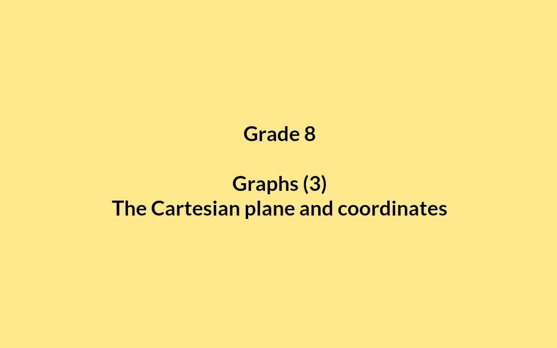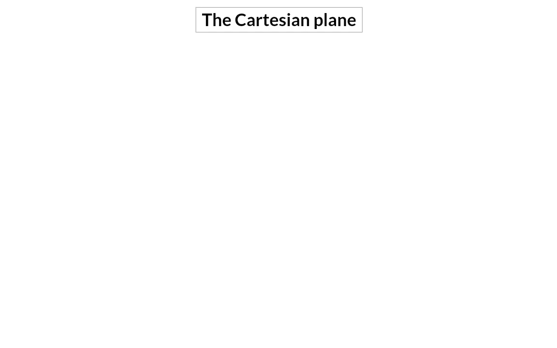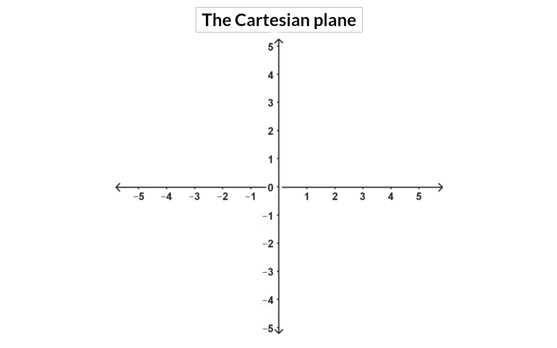In this video, we continue with graphs by also having a look at negative values, and for that we use the Cartesian plane. The Cartesian plane consists of two number lines. The one runs horizontally and the other is placed vertically on top of it so that the zeros overlap. This point where both number lines are on zero is called the origin.